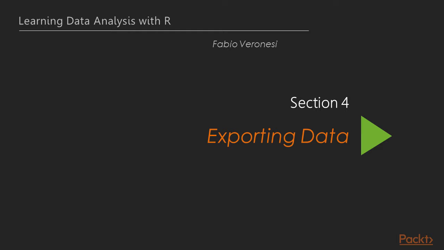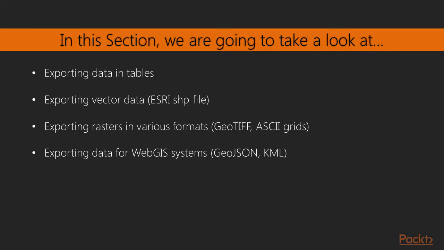Hello and welcome to section 4 of the course. In the previous sections we imported and transformed numerous data. In this section we will learn how to export data in various formats, then we will learn how to export raster data from R, and finally how to create GeoJSON and KML files to be used in web GIS platforms.